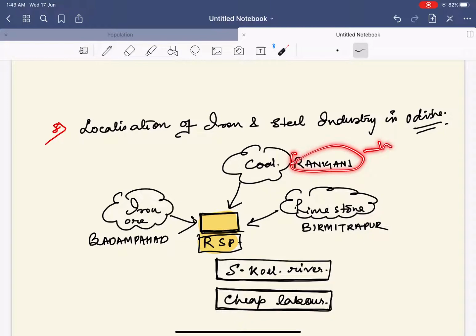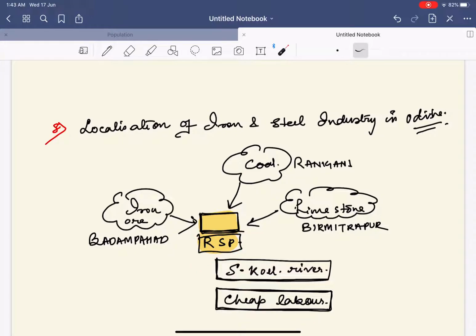Raniganj is located in West Bengal. It is also known as the largest coal mine of all India. Apart from this, there are also other facilities such as the flow of the South Koel River, and it was the cheap labor that was actually responsible for the establishment of the Rourkela steel plant.